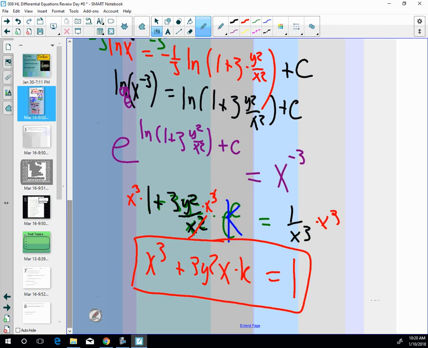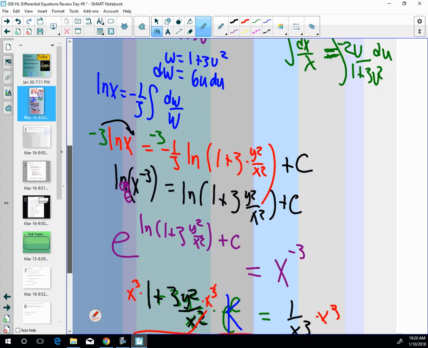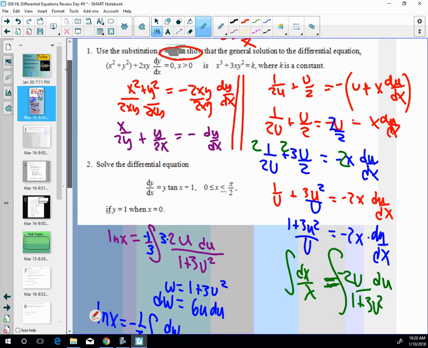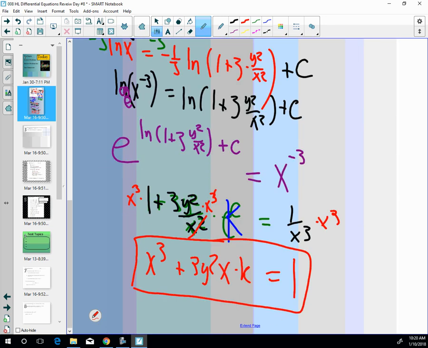But we got this x cubed 3y squared x, right? The k can be shifted however you want. I would have liked to have seen that in front of the x cubed. But it's not. Okay. But anyway, there's the answer, close to it. Pretty awesome. The next one is way easier.